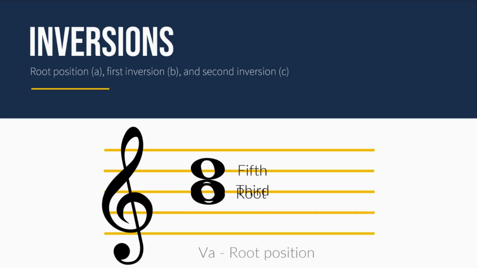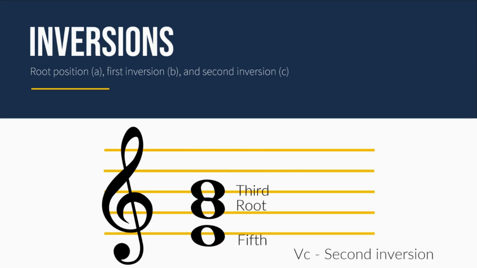Now, what if we transpose the root note an octave higher in a way that it is no longer the lowest sounding note? We can see that the chord notes are the same, but the lowest sounding note is now its third note, B. We now indicate that this is chord 5B, a chord in the first inversion.